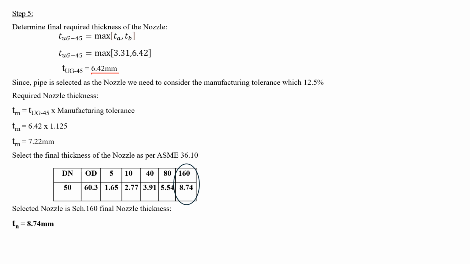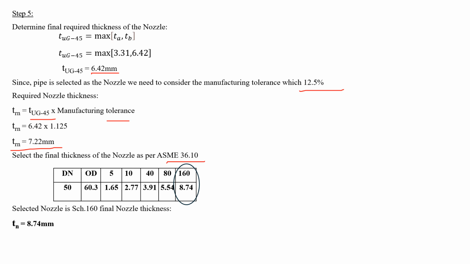Because we have selected a pipe as a nozzle, correct? For a pipe, there are always fixed thicknesses for every pipe available in the market, as per ASME B36.10. And since the pipe is manufactured, or rolled, in a certain way, there is a manufacturing tolerance which is taken into consideration in the thickness calculation, which is nothing but 12.5%. So the required thickness of the nozzle will be t_UG-45, which we received from here, multiplied by the manufacturing tolerance. How much? 12.5%, right? So t_UG-45 multiplied by 1.125 is equal to 7.22 mm, which is the required nozzle thickness.